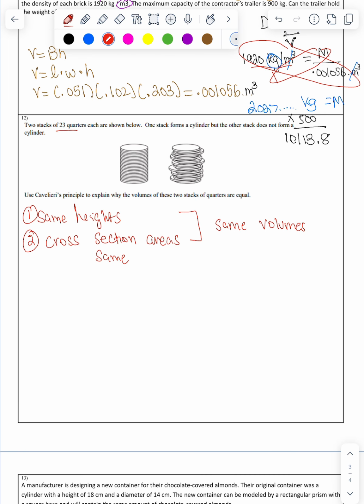Therefore, equal volumes. Once again, to see all of that written up, please see the answer key. But that is what needs to be in your response. These 2 parts are the components of Cavalieri's principle, and you also just need to bring in some information from the situation, so it's actually applying the principle to this question, and it's not just stating what Cavalieri's principle is.